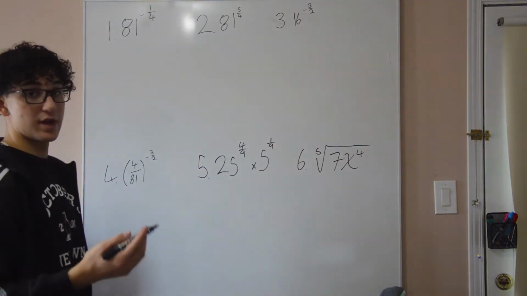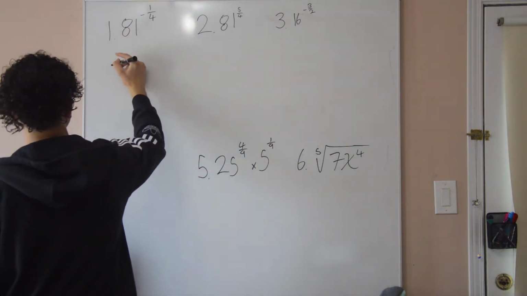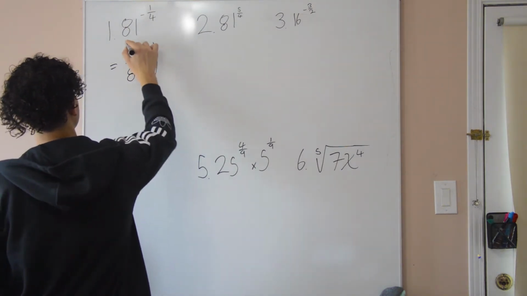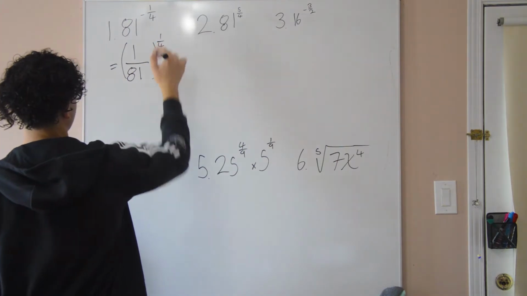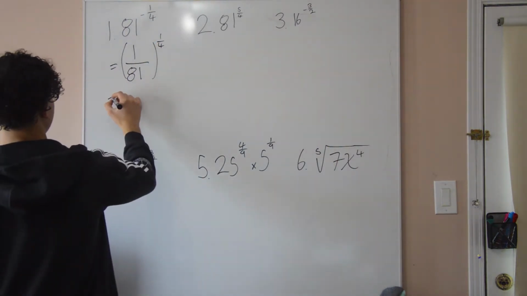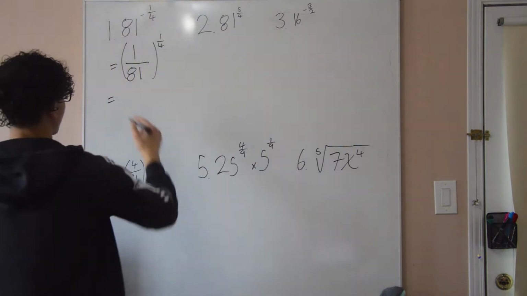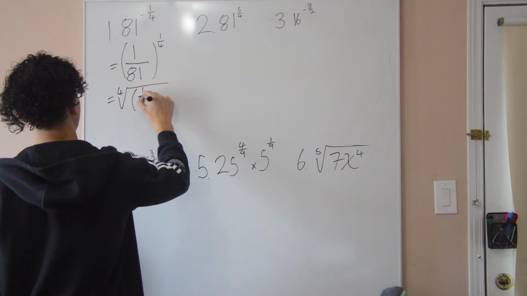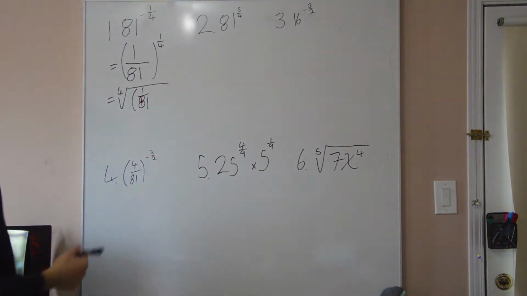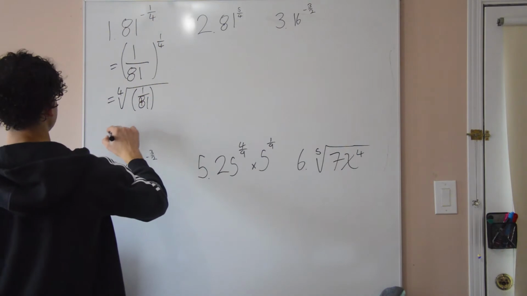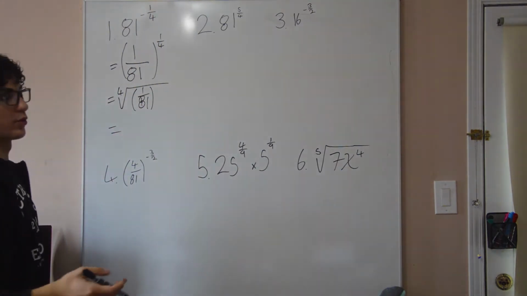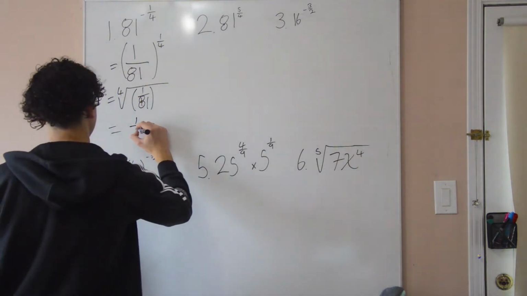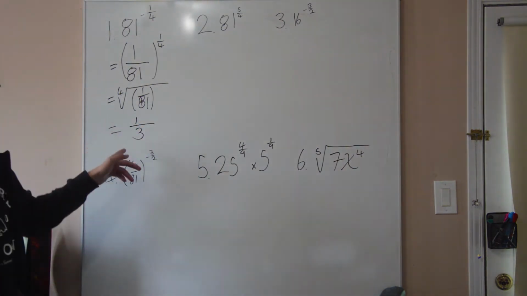81 to the power of negative 1 over 4. First thing we see is a negative exponent, so we're just going to put 1 over 81 all to the power of positive 1 over 4, just like that. And then, since it's a rational exponent, we're going to use 4 as the root. Basically, what is the fourth root of 1? Well, the fourth root of 1 is 1. And what is the fourth root of 81? Well, it's 3. So our final answer is 1 over 3.